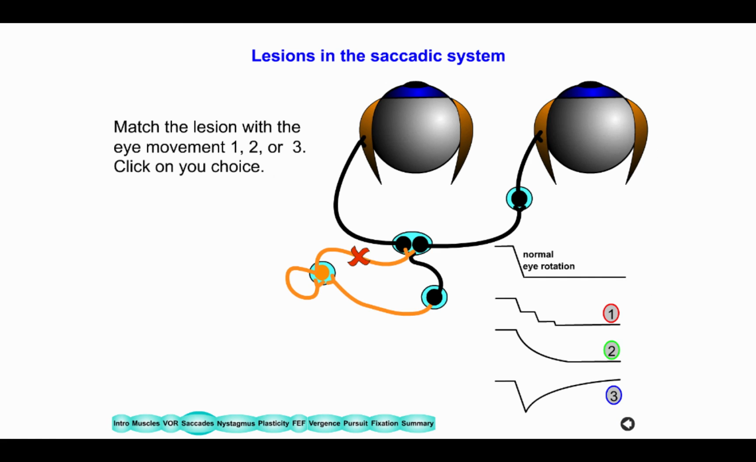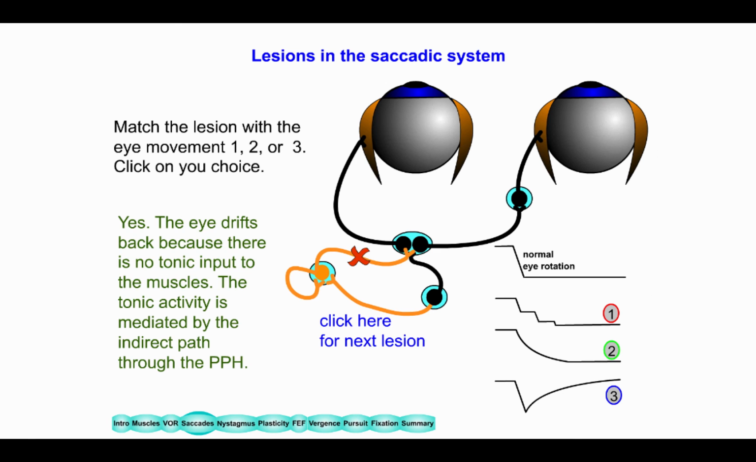Yes. The brave ones raised their hands correctly. So yeah, if you have a lesion of this part here, the signal from the PPRF is still getting to the muscle, so it would move it quickly. You'd have the same movement as before, but then there'd be nothing holding it, and you'd slide back to where you started from.